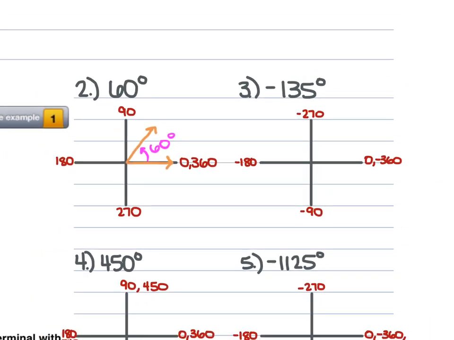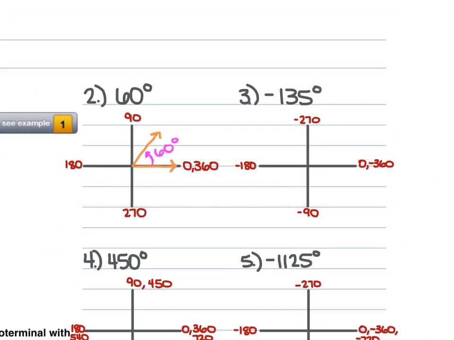For example 3, we have negative 135 degrees. So we're going to start with our initial side at that positive x-axis, and then we are going to work down because it is negative. So we're going to go down and to the left, and we're going to have our angle about here. So our terminal side is about here, and then we give our arrow representing the way that it's opening with the degree measurement.